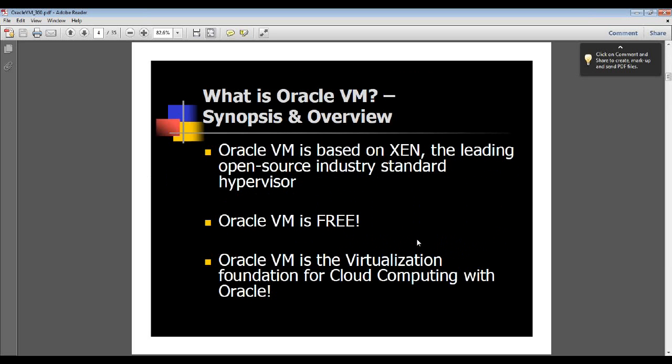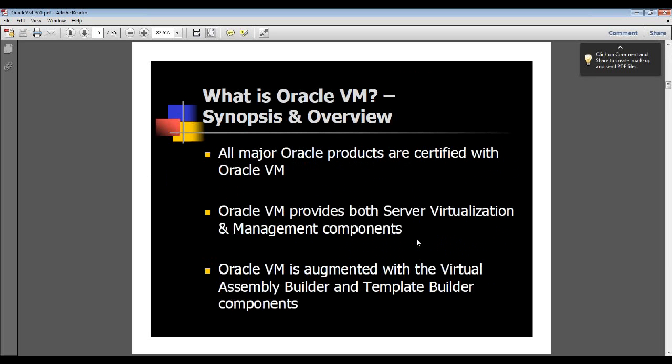So Oracle VM is based on Xen. Xen is a free open source hypervisor and is the de facto industry standard for x86. Xen is Linux-based and is notably used and deployed by Amazon EC2, which is the dominant market leader in cloud computing. All key products are certified and supported on Oracle VM.